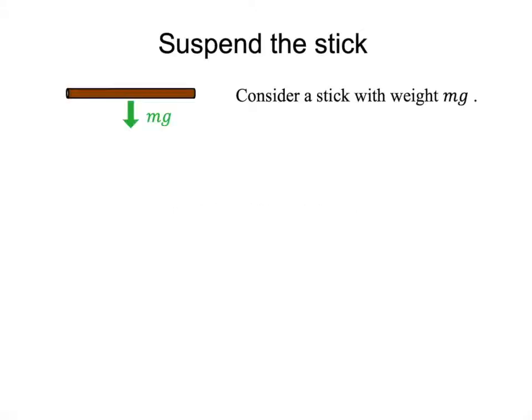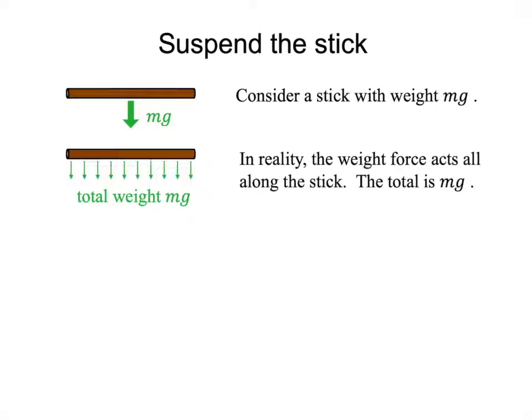Let's suppose we have a stick with a mass m, and so its weight is mg. That's a force, mg, that points downward due to the gravitational pull of the Earth. But in fact, that force acts on all parts of the stick. What's really happening is that every small piece of the stick has its own mass and therefore its own weight, and all those weight vectors are pointing downward, and just the total weight is mg. But the weight force is acting all along the stick.